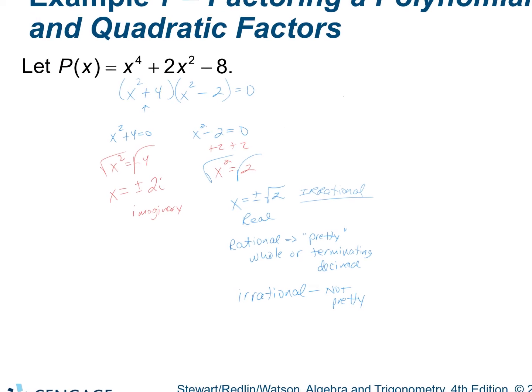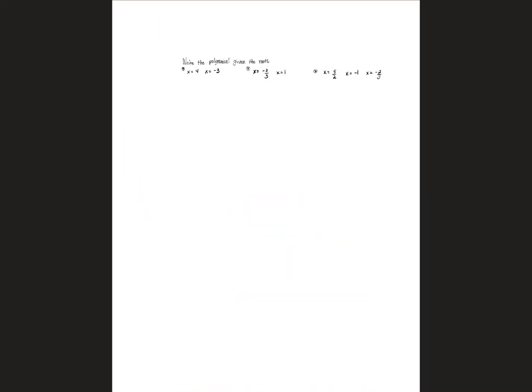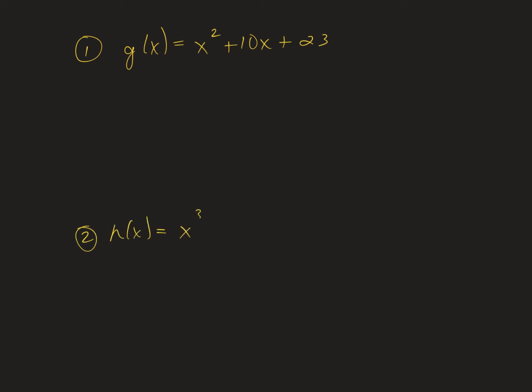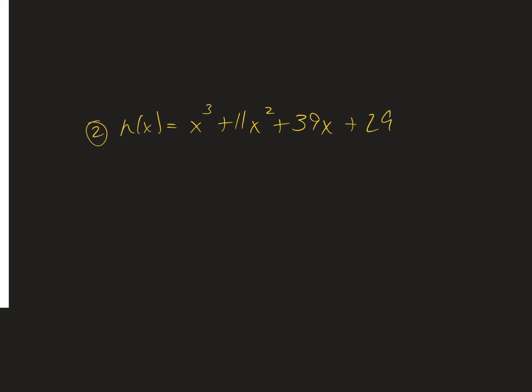Where's my other examples? Okay, why don't I have them? All right, let me write them over here. We have 3 examples. I don't know where mine went. So the first one is what? G of x equals x squared plus 10x plus 23. What's number 2? H of x equals x cubed plus 11x squared plus 39x plus 29. And then what's 3? Those are the only 2 we have. Oh, my bad. Okay.